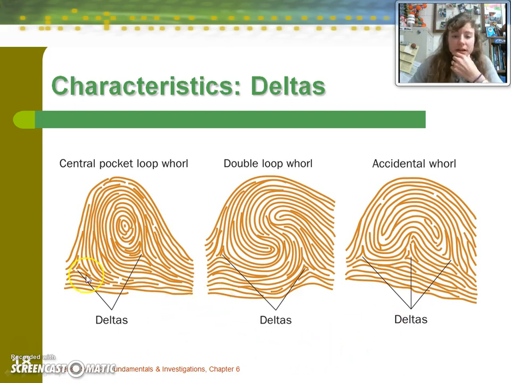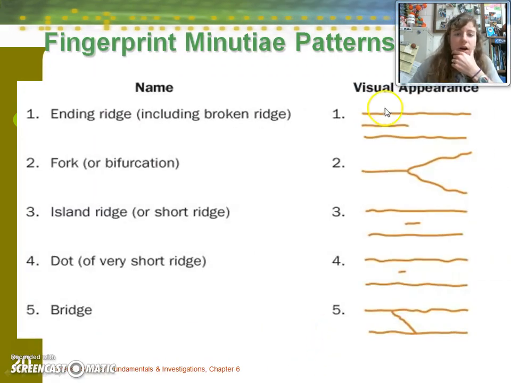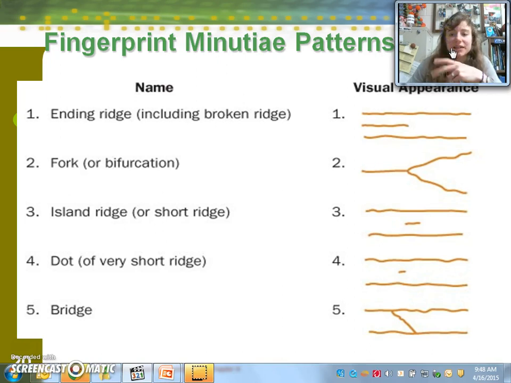Okay, here's just another look at the deltas among the different types of whorls. And then again, plain arch, tented arch, no deltas. Alright, these are the minutia patterns, or the second level of detail beyond just the first level of classification.